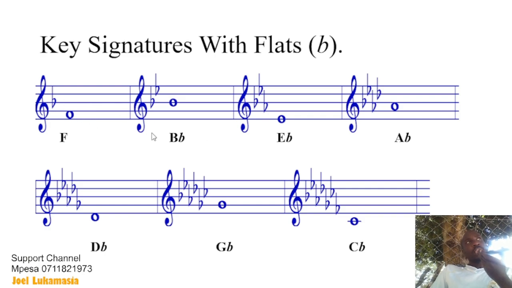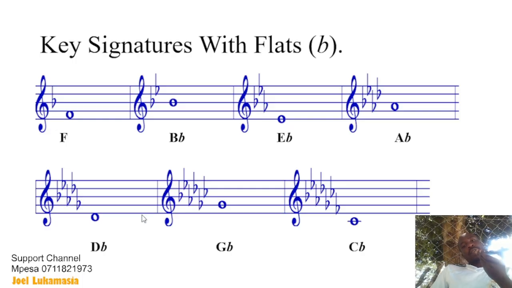It has two flats, that is B flat and E flat. Then you have E flat major. It has B flat, E flat, and A flat. Then you have a D flat major, and so on, adding a flat each time.